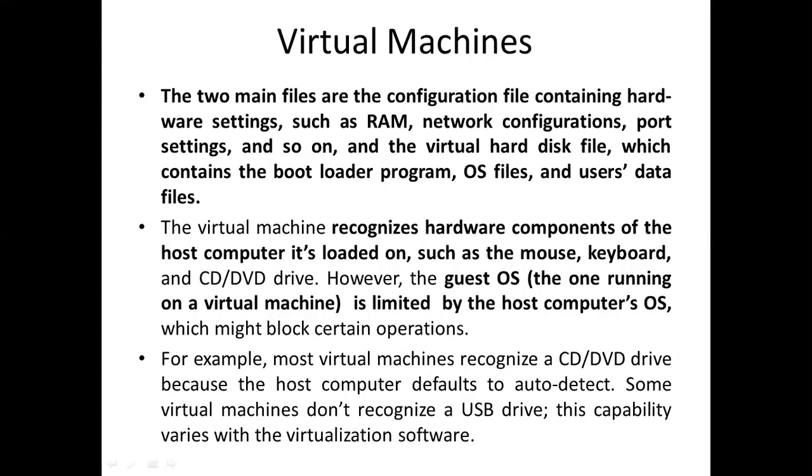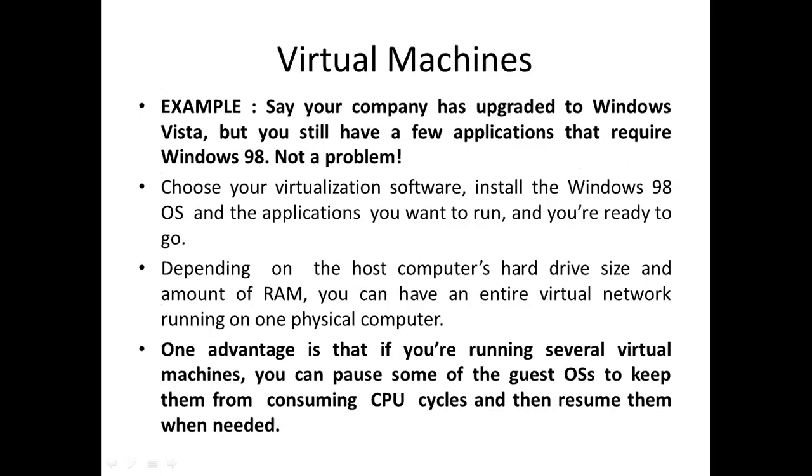For example, the virtual machine can recognize a CD or DVD drive and it can auto detect. It can also recognize, but some of the virtual machines cannot recognize a USB drive. That is a drawback. So CDs, generally everyone does it, but with USB, there's a bit of a problem. Then, this is the example. Suppose your company has upgraded to Windows Vista, but you want to use 98, you can still do it.